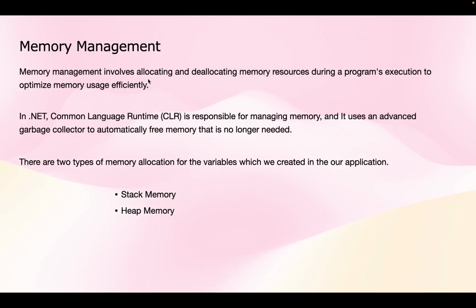Memory management involves allocating and deallocating memory resources during program execution. In .NET, the common language runtime is responsible for managing memory. When we declare a variable in a .NET application, it allocates some memory in RAM. There are two types of memory allocation for variables which we create in our .NET application: one is stack memory and another one is heap memory. For understanding stack and heap, we have to know what is value type and reference type.